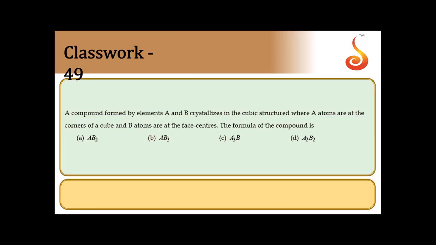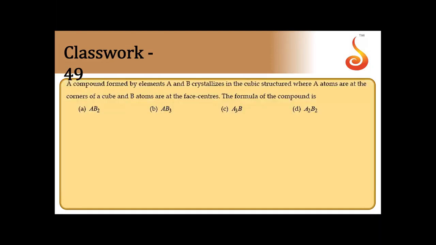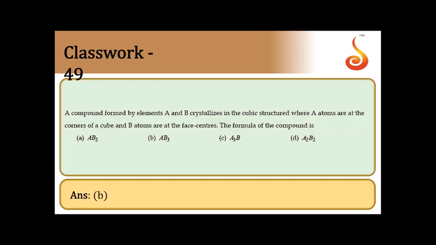49. A compound formed with elements A and B, where A atoms occupy the corners and B atoms are occupying face centers. A at corners means we have only one atom of A, and B is occupying face centers. There are 6 face centers, each contribution is half, means we have 3 there. So B atoms must be equal to 3. So it should be AB3. AB3 is option B. So B is the answer.